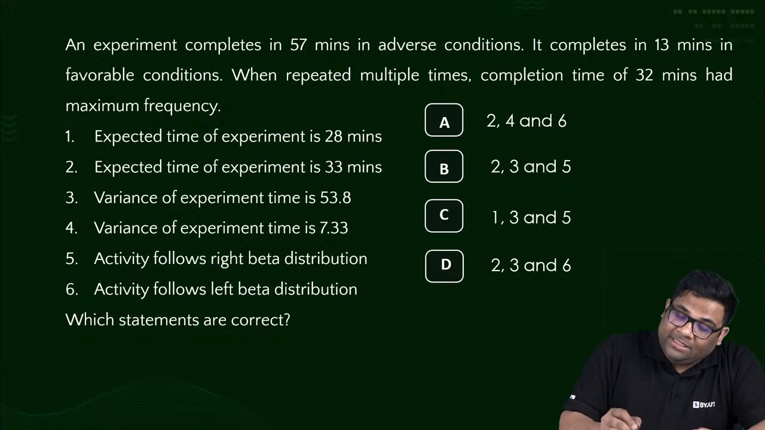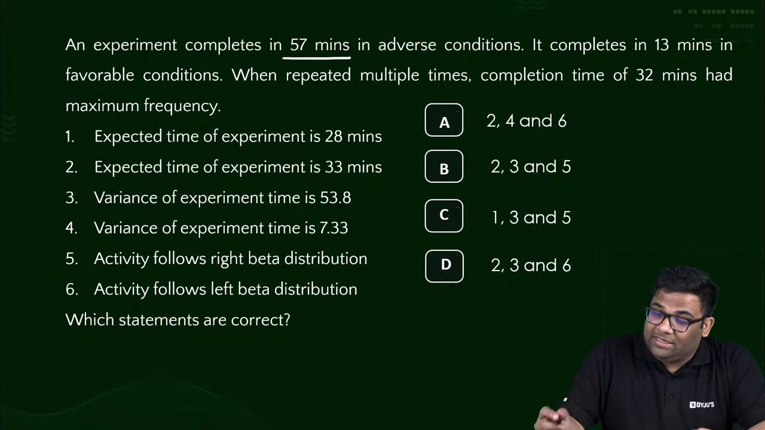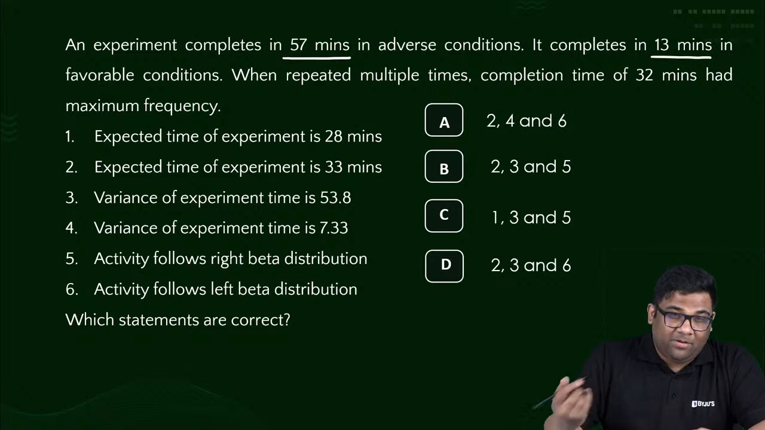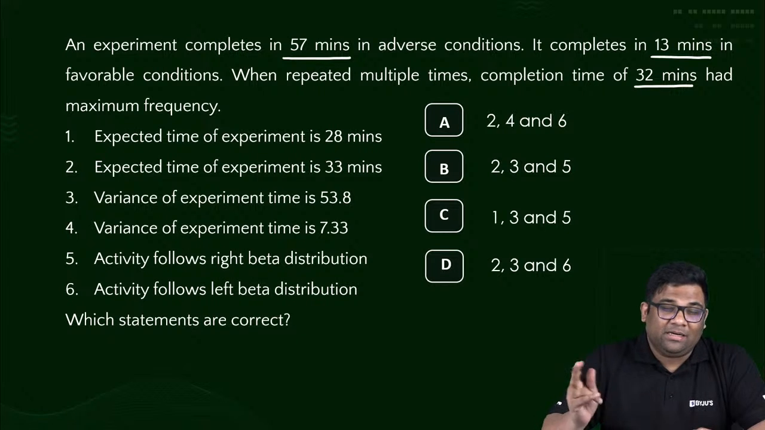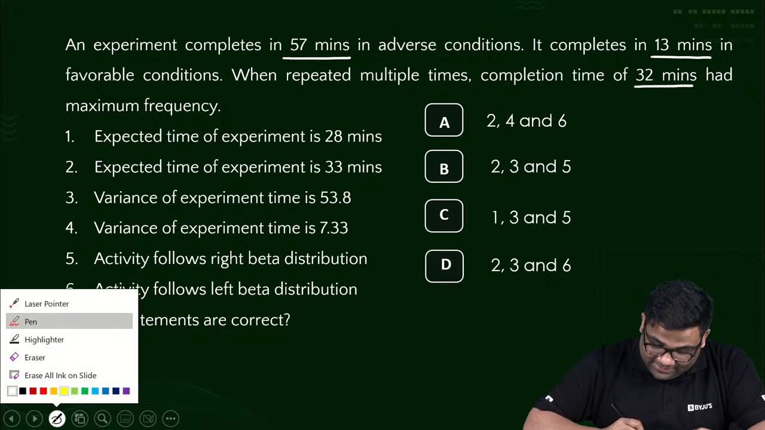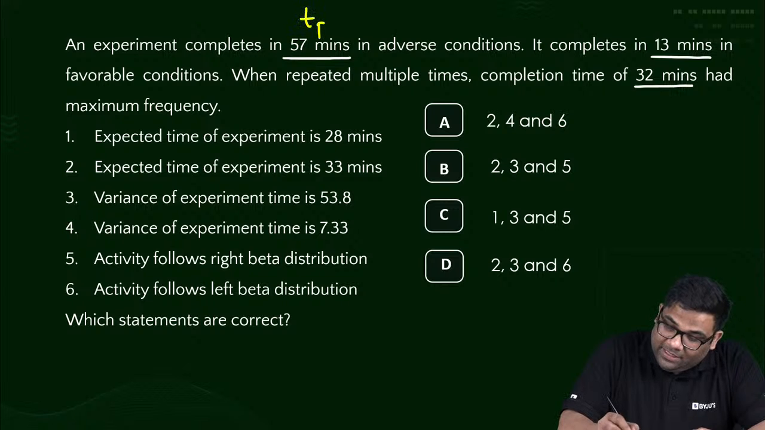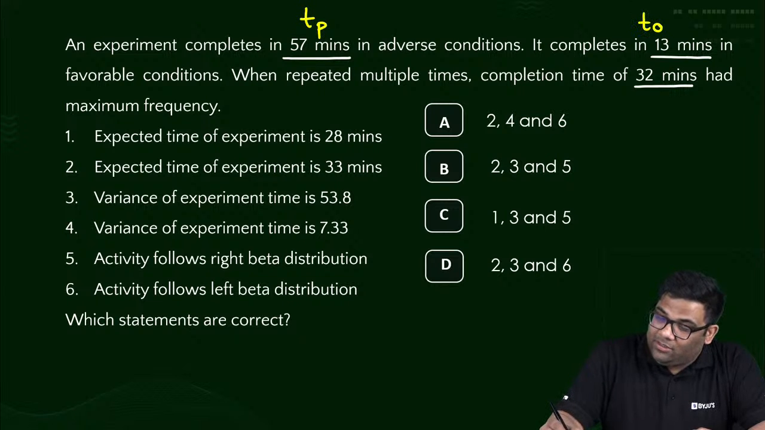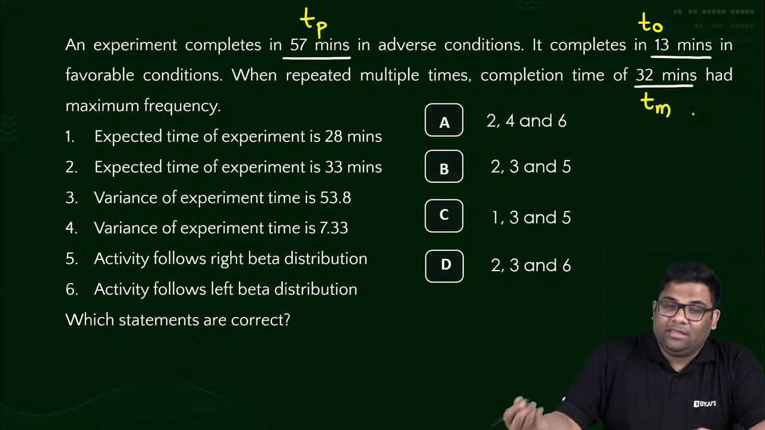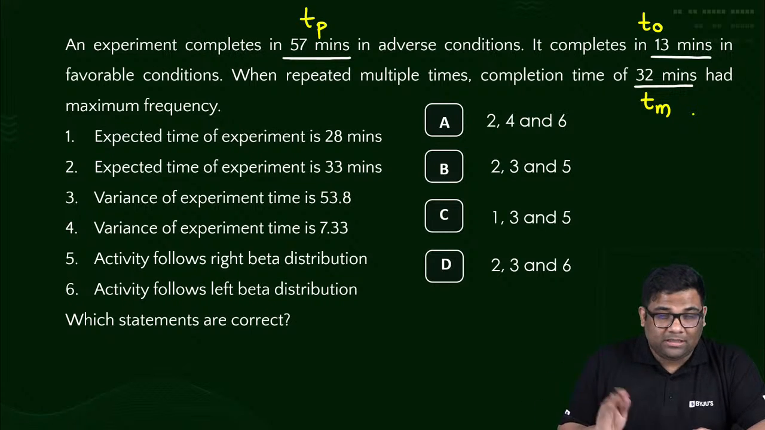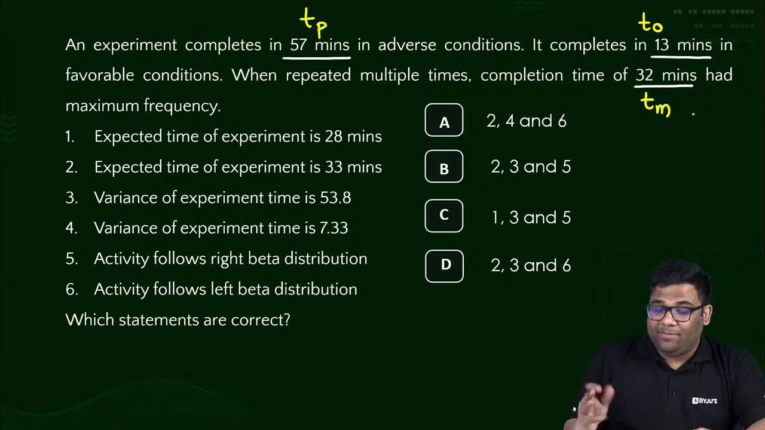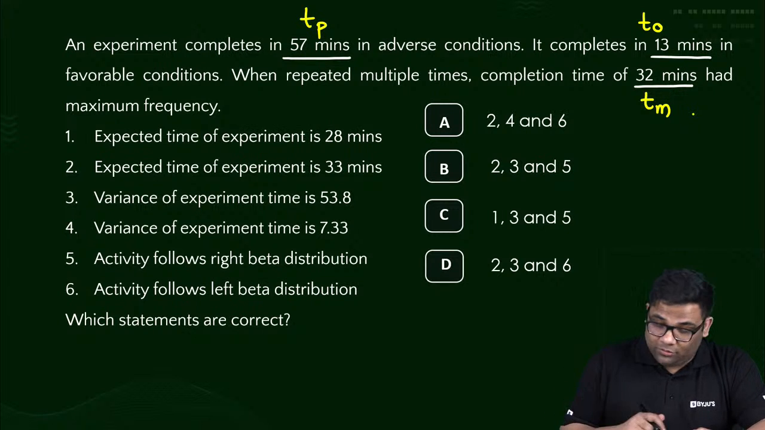So an experiment completes in 57 minutes in adverse conditions. It completes in 13 minutes in favorable conditions. When repeated multiple times, completion time 32 minutes has the maximum frequency. That means it is the TM, right? So it's very easy. The largest one will be TP, the smallest one will be T naught, and the medium will be the most likely. A typical 2-mark question. This can be an MSQ question also.